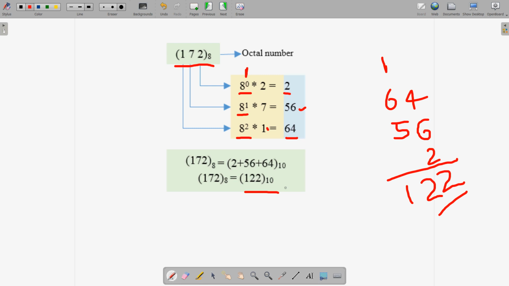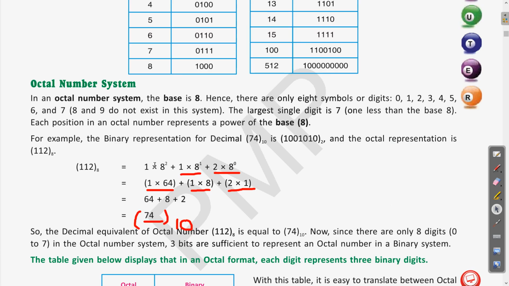So whenever you are changing any number into the decimal number system, very easily we can do it: we only have to multiply each digit with the increasing power of the base. Clear? Each digit is multiplied with the increasing power of 8. So that is why this is the positional number system. All of the positions have some values, and the values keep on changing. Clear? So I hope these two examples of octal to decimal conversion we have seen are very easy to relate to.